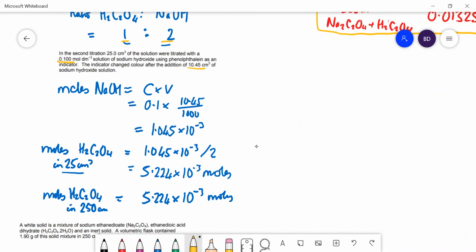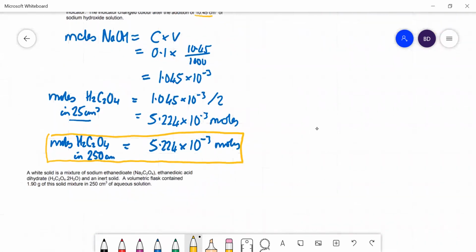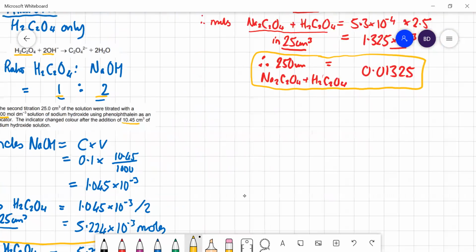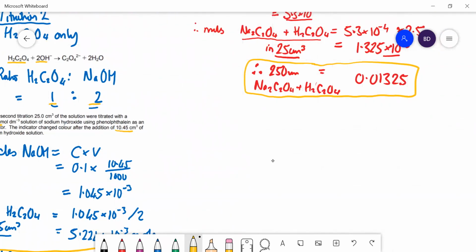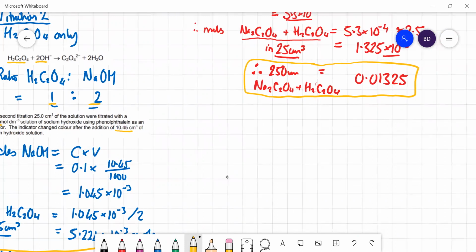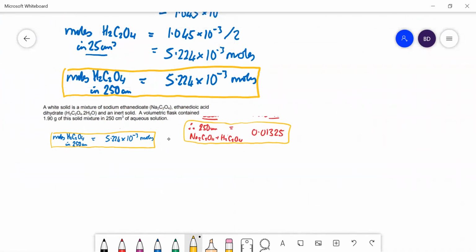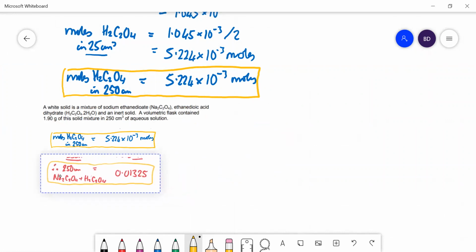Now we've got these two intermediate answers here, and then we're going to do the final bit. So I'm just going to paste these in here. So here's our result from titration 1. And in titration 2, we found out that we had this moles of the acid. So I'm going to put that down here. We're going to use these two results for the final bit.